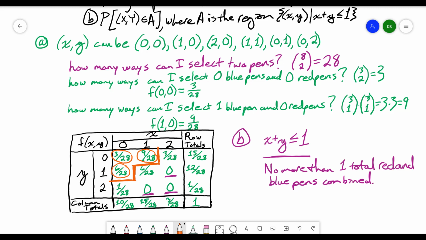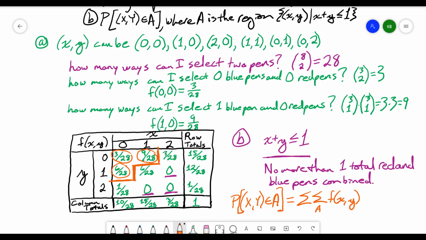So now to find the probability that we're asked for, the probability of (x, y) being in the region A, where our region is the (x, y) points given that x plus y is less than or equal to 1, is going to equal the sum over A. So it was written like this in our definition.